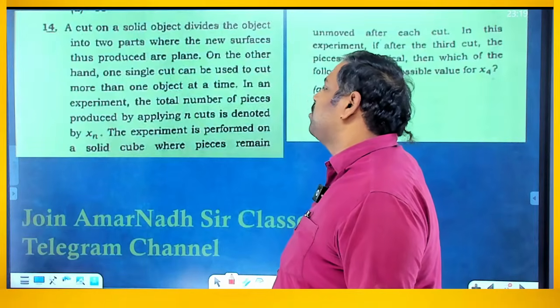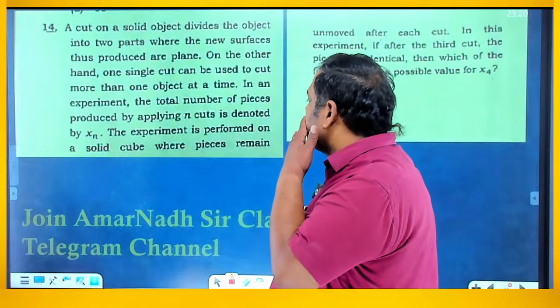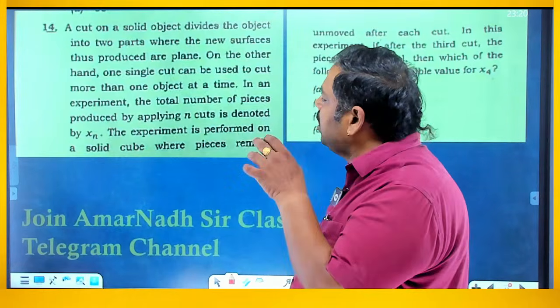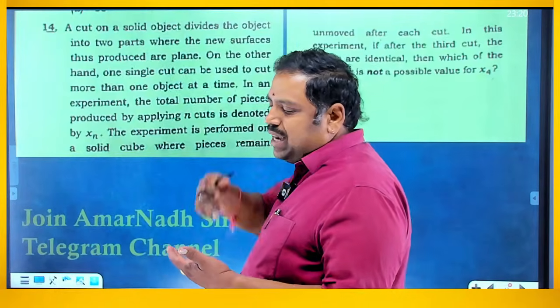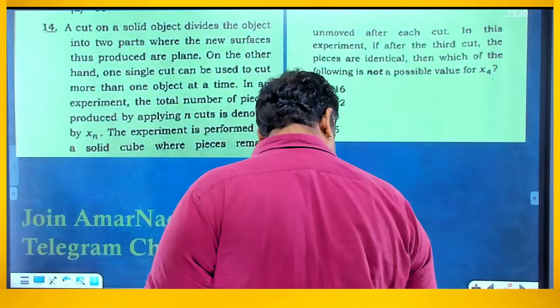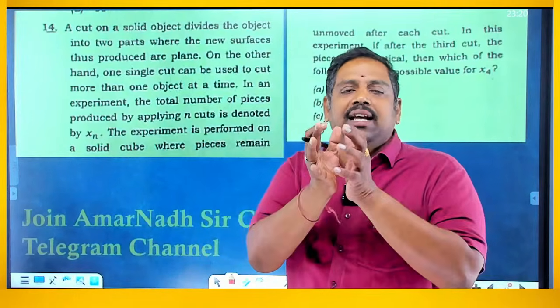So the next point is, in an experiment, the total number of pieces produced by applying n cuts is determined by xn. N cuts means xn. The experiment is performed on a solid cube where pieces remain unmoved. Means you make a cut, automatically you get some pieces, right? That you are not making to move. Those will be there only.